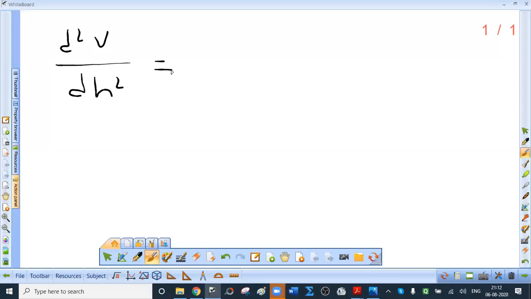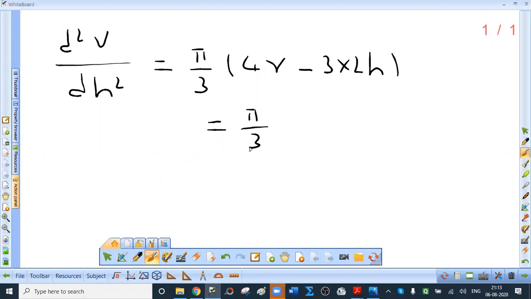You will notice that pi by 3 is constant. I know you cannot see this. I'll show you the figure again. So it is pi by 3 into (4r minus 3 into 2h). That's it. Pi by 3 into this cannot be simplified further: 4r minus 6h. This is the derivative of the derivative.